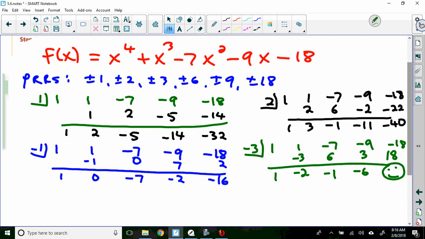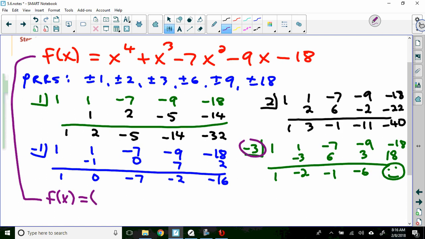So again, you don't have to do this, but it's very good practice to do this. At this point, I'm going to break this down and rewrite it into its factored form, f of x. It was quartic. Because -3 ended up working, what's my one factor here? X plus 3. And because I took a 4th degree and I broke it down and divided it by a linear, now all these coefficients that remain here represent a polynomial that's 1 degree smaller than before, right? So it's going to be what then? X to the 3rd minus 2x squared minus x minus 6. Cool.